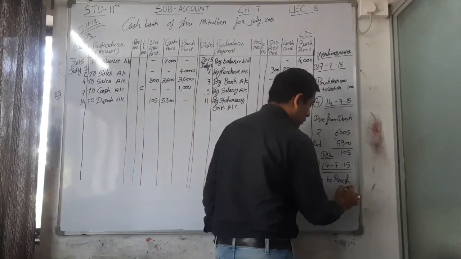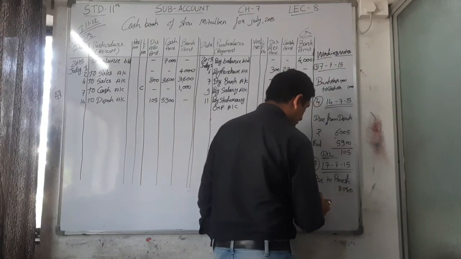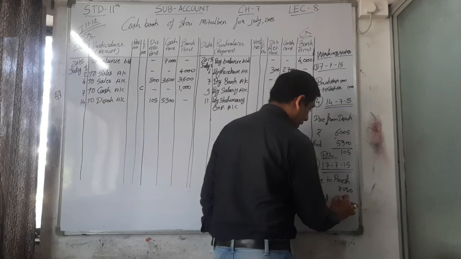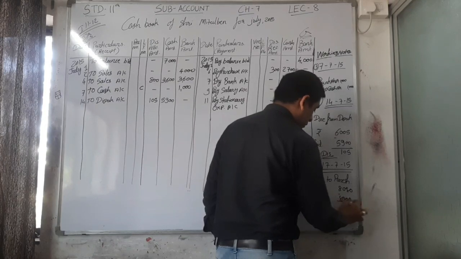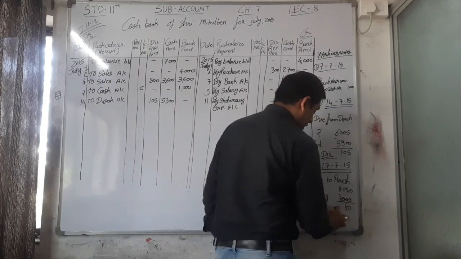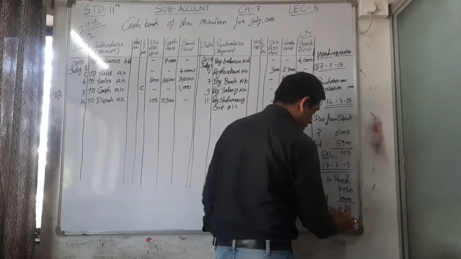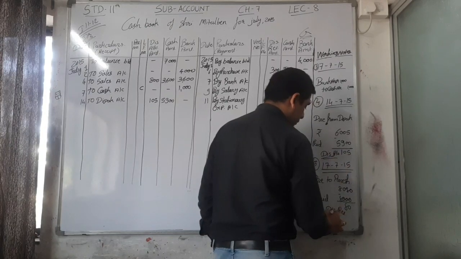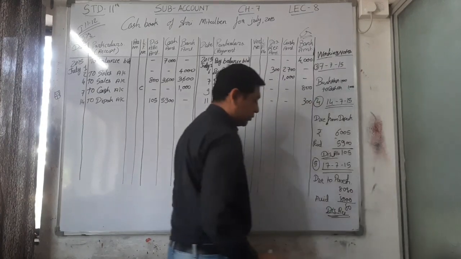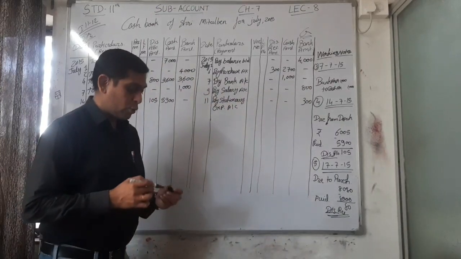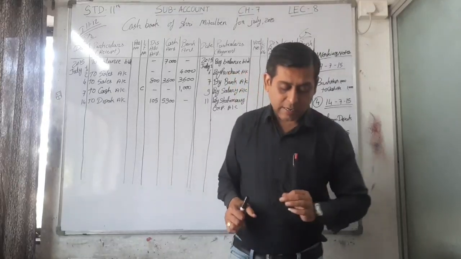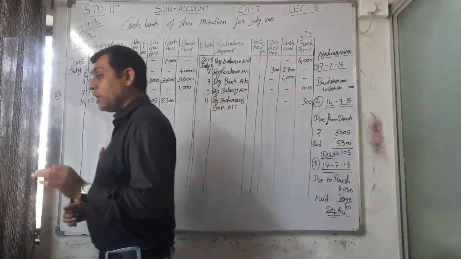8,080, and paid 8,000. So rupees 80 is here discount, but it is discount received. Here, discount allowed. Due to Paresh, we have to pay to Paresh rupees 8,080, and we are issuing a check.